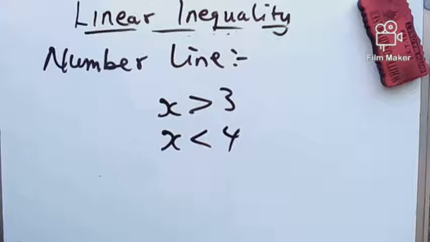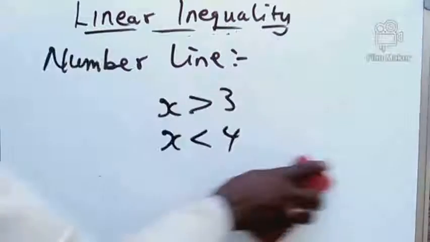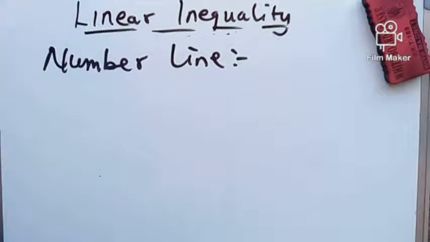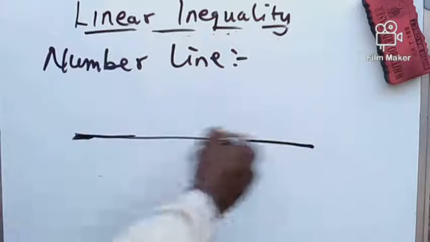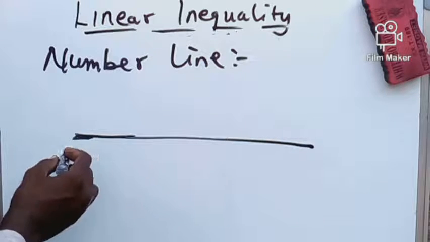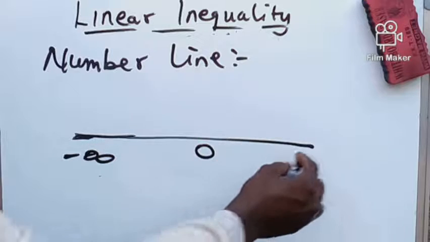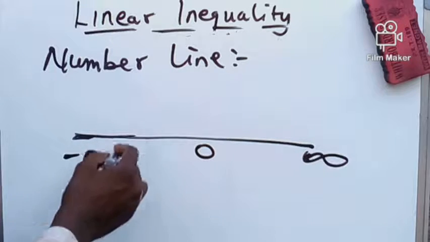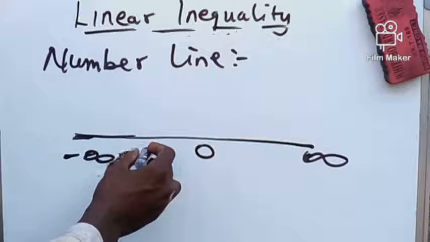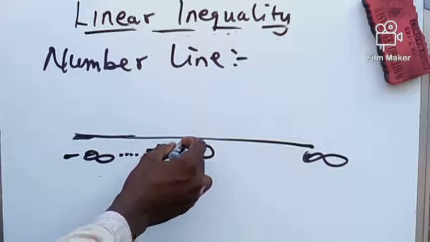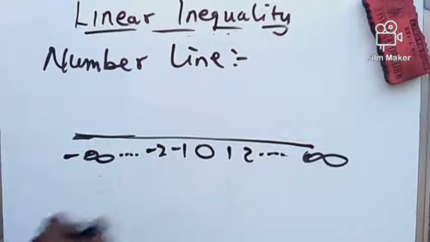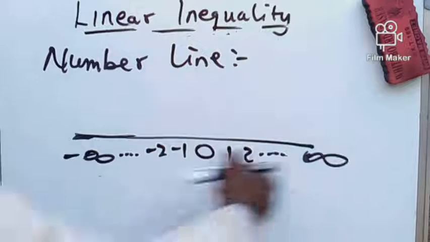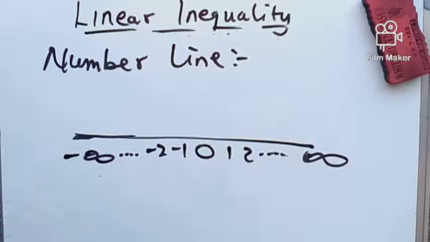So how do we represent inequalities on a number line? So what is a number line? Let's give an example. It's simply a line that shows a range of values. Let's say we have a line whereby we just show numbers. Numbers range from minus infinity through 0 all the way to positive infinity. So it simply moves from minus infinity all the way down to, let's say, minus 2, minus 1, 0, 1, 2, till infinity. So this is what we call a number line, a range of numbers starting from negative infinity to positive infinity.